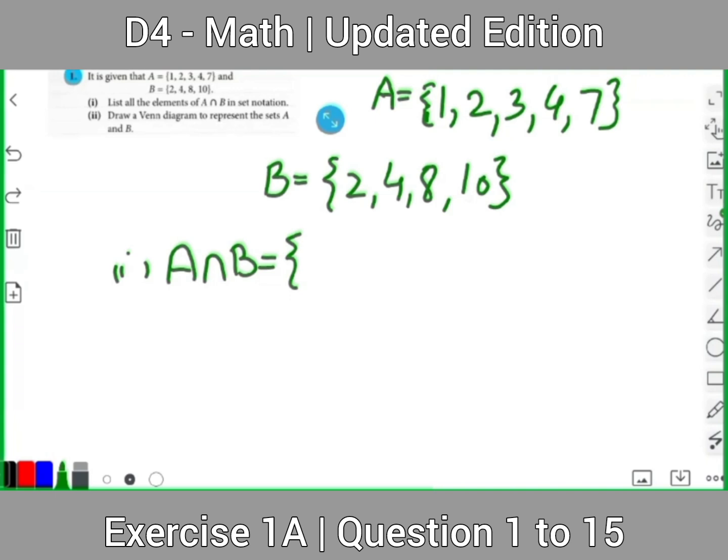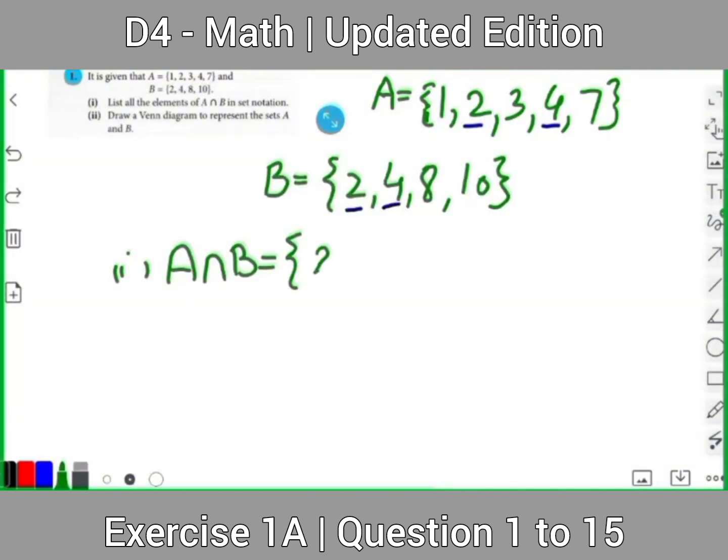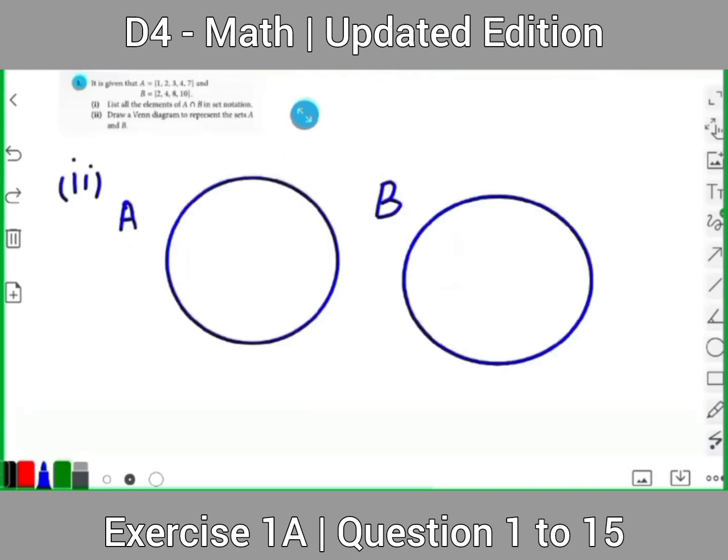Intersection of two sets is the set of elements which belong to both sets A and B. So here we have two elements, 2 and 4, which are common to both the sets A and B. We can write down 2 and 4 in the intersection. Now we have to draw a Venn diagram to represent the sets A and B.